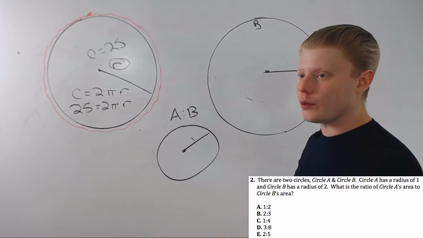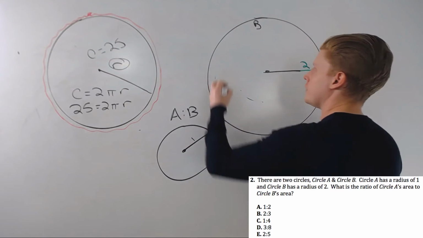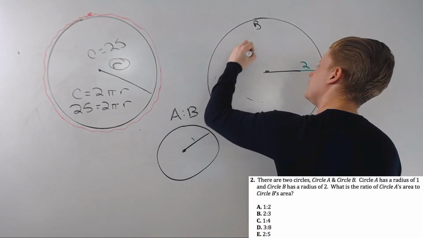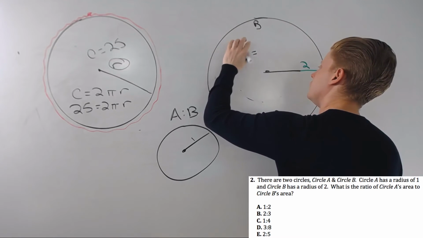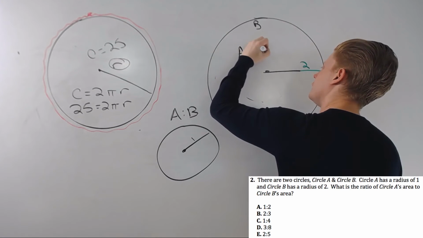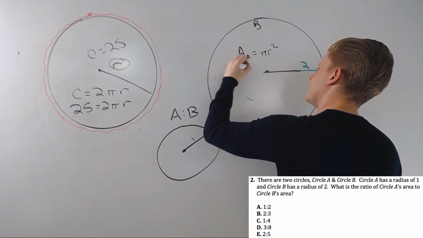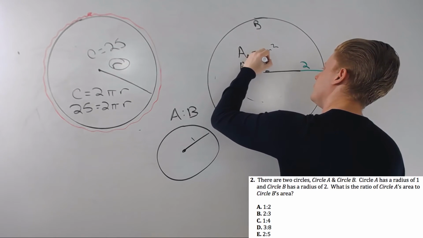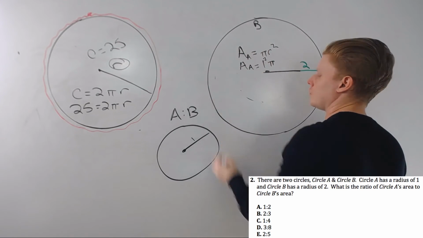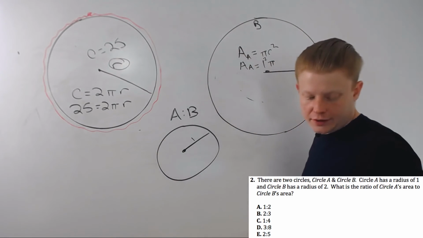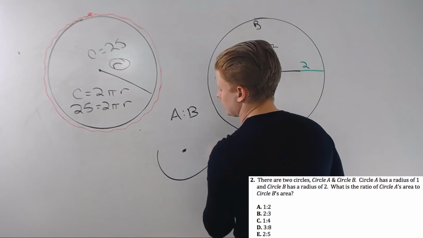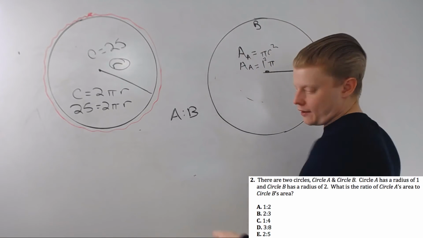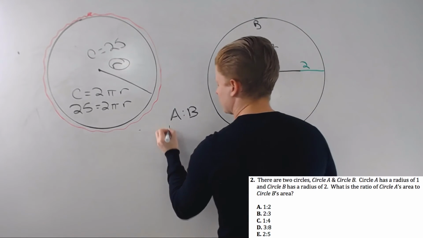There's no other way to do this than to plug in, right? So I know that the area of A is equal to pi r squared. So the area of A is equal to 1 squared times pi. So the area of A is 1 pi. Now I would just leave it in terms of pi, because at the end I'm going to be comparing them, so the pi's are just going to cancel off.